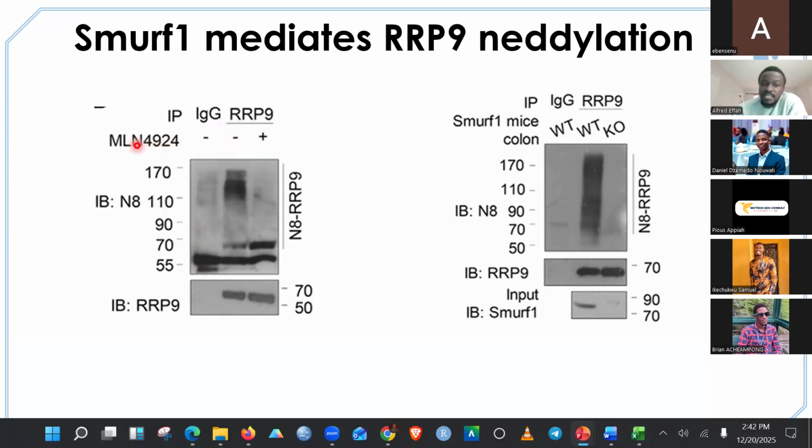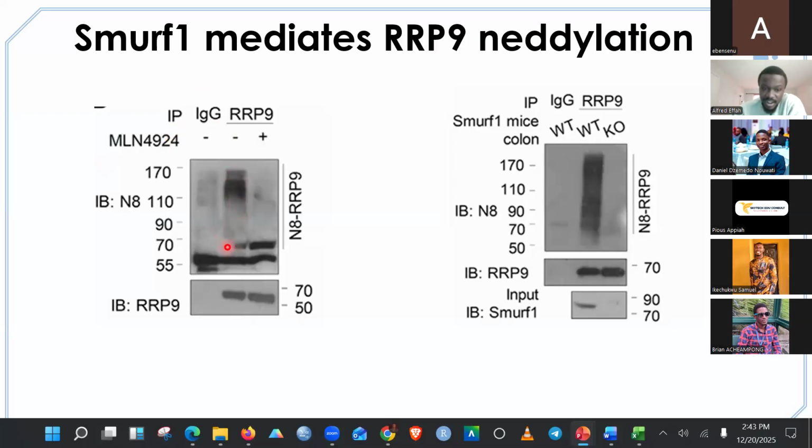Now, this is an inhibitor for NEDD8. So NEDD8 is added to a protein. There is this E3 ligase which adds NEDD8 to the protein. So it is an enzyme. So we are using an inhibitor that will inhibit the addition of NEDD8. Even though SMURF1 catalyzes it, it needs this enzyme to do that. So they used an inhibitor. So here there's no inhibitor, but we see a band.